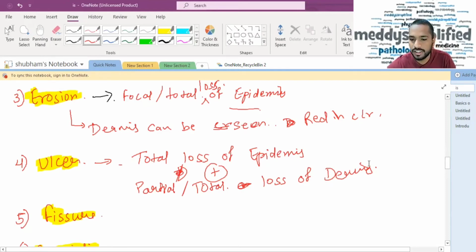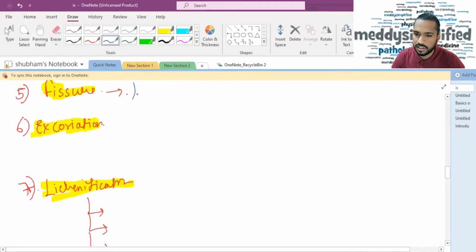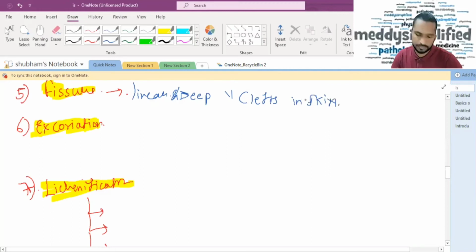Now going further, we will talk about fissures. What is fissure? It is linear and deep clefts in skin. And these clefts are very painful.